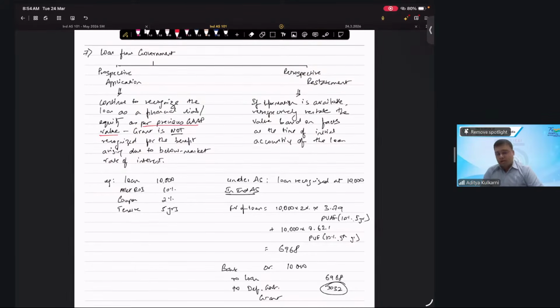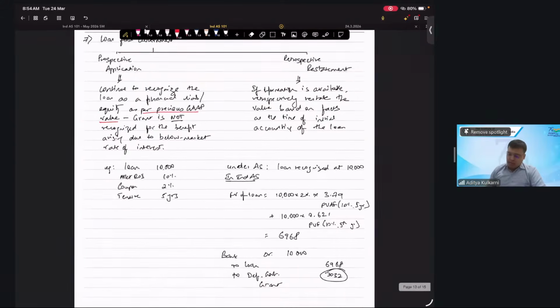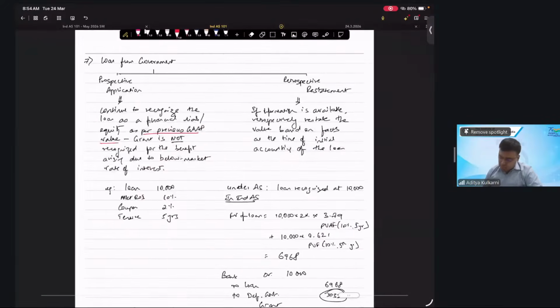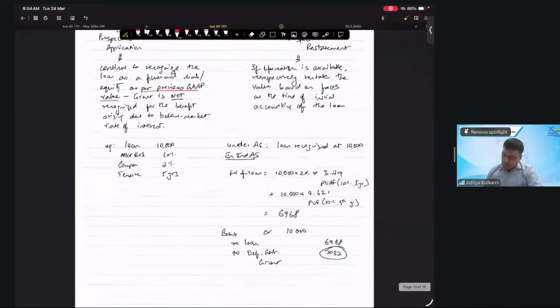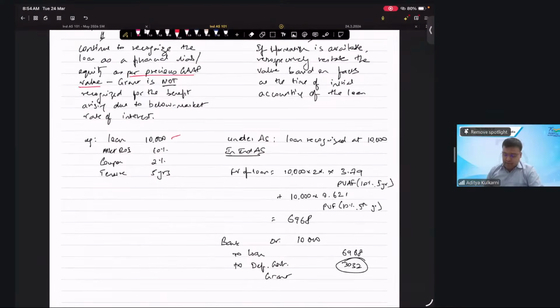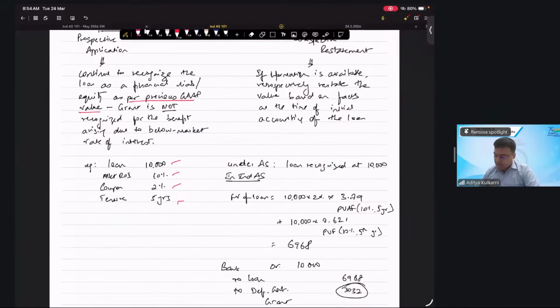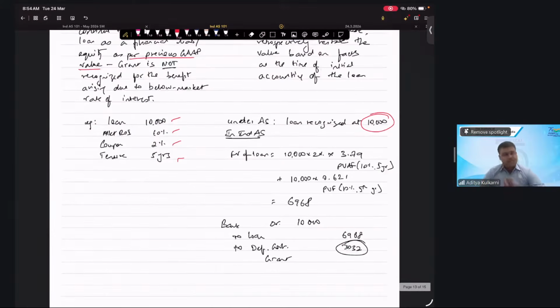do the accounting accordingly. So now, for example, let us take a loan of 10,000. Coupon is 2%. Rate of interest is 10%. Tenure is 5 years. Under AS, I will recognize the loan at 10,000 rupees. And if you are going for the prospective application, you will also recognize it at 10,000 rupees only. That's it.